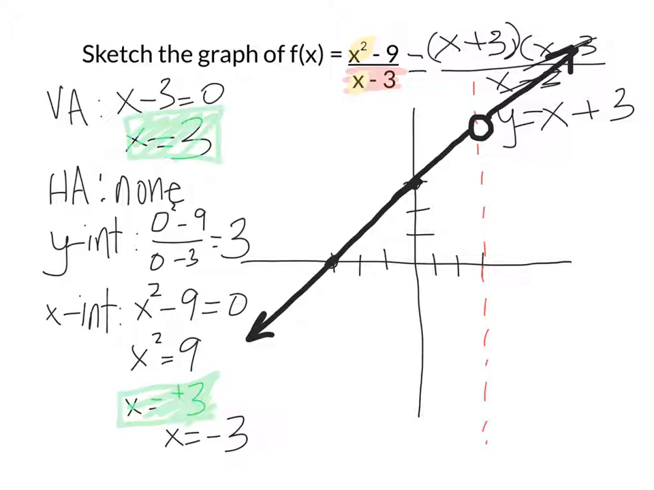I'm going to have a hole where x is positive 3. So the graph will continue on everywhere until it gets to positive 3. We have a hole, and then it continues on everywhere after that.